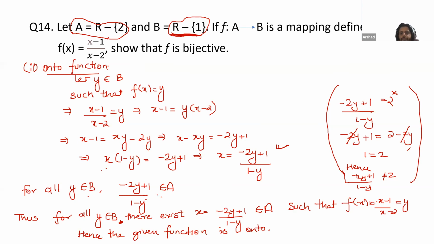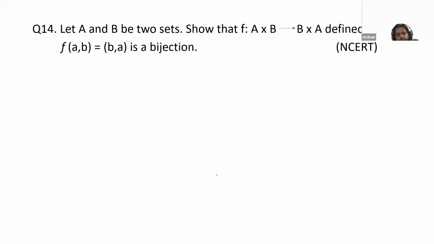So we will always write that for all y belongs to B, there exists x belongs to A such that f(x) is equal to this, which is equal to y, hence the given function is onto. Okay. Now we will start the next one. Next, we need to prove that this is a bijection, so we will start from one-one.